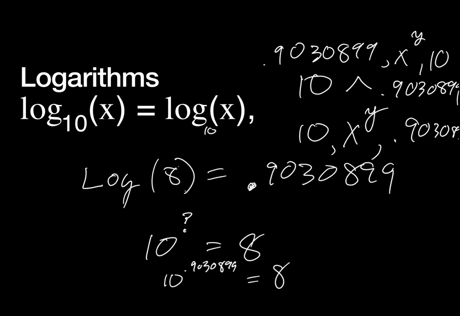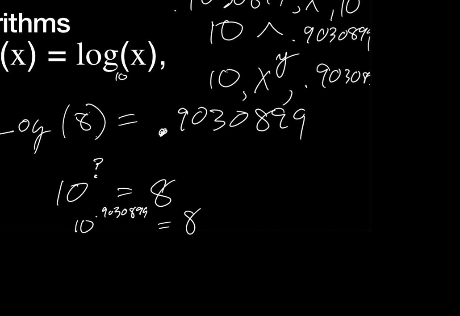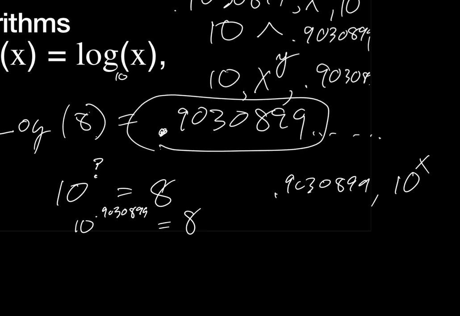10 caret 0.9030899. On my phone, there's a button that's 10 to the x. So I type in 0.9030899, and then I press the 10 to the x button. And since I rounded, my phone tells me it's 7.99999983975, but that's just because of the rounding. If I did the whole number that repeated, and then did 10 to that power, it still gives me 8.